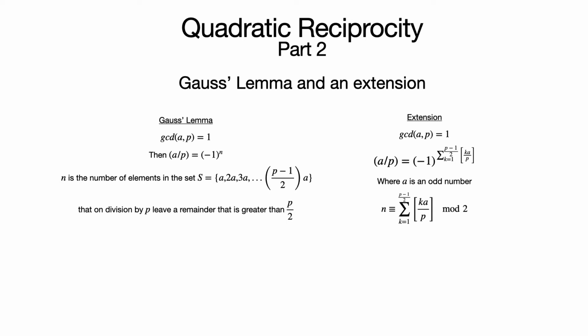In this video, we turn our attention to what is known as Gauss's lemma. Gauss's lemma provides us with an alternative method of determining whether the number a is a quadratic residue modulo p. In contrast to its counterpart, Euler's criterion, Gauss's lemma has a lengthier phrasing, but what it lacks in simplicity, it makes up in applicability.